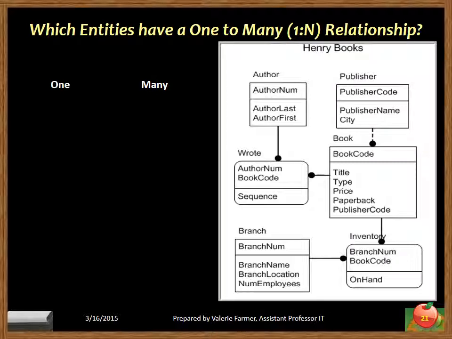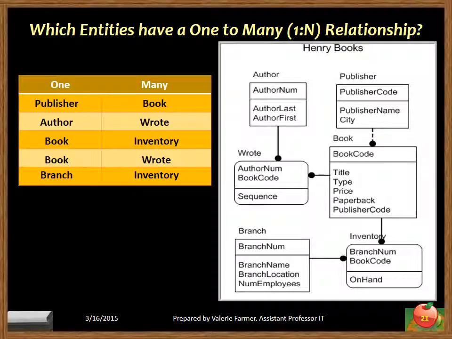Which entities have a one-to-many relationship? Notice I'm using 1:N as a short abbreviation for one-to-many. The publisher has a one-to-many relationship with the book entity. The author entity has a one-to-many relationship with the wrote entity. The book entity has a one-to-many relationship with the inventory entity. The book entity has a one-to-many relationship with the wrote entity. The branch entity has a one-to-many relationship with the inventory entity.